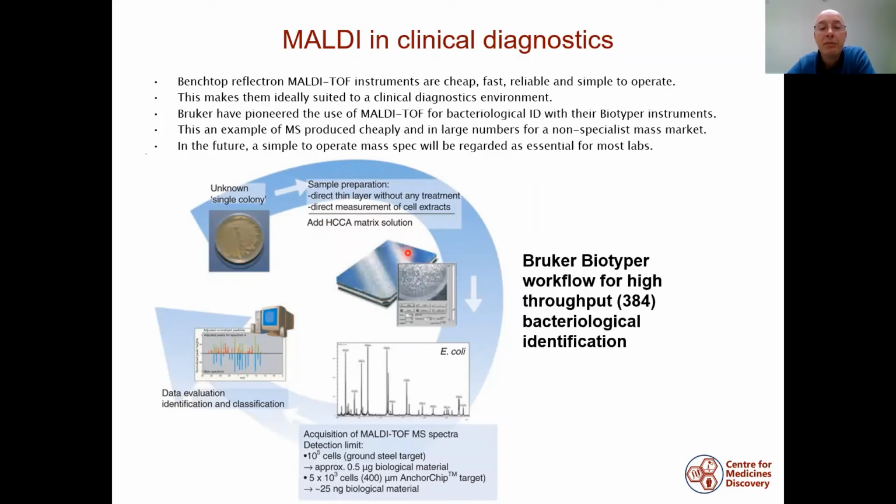You can then process as many as you like. This would be a 384 well plate, so you could put a lot of samples onto this plate. You could easily automate that with a robot. It then goes into the mass spectrometer. The laser fires on each spot, and it will generate a spectrum. Each of those spectra can then be used in data evaluation. And so this is very easily automated and very high throughput.